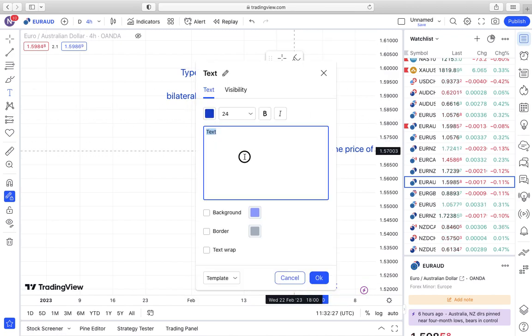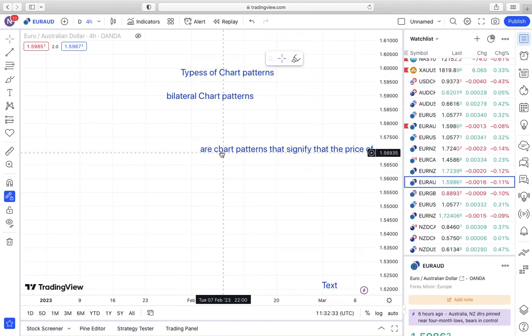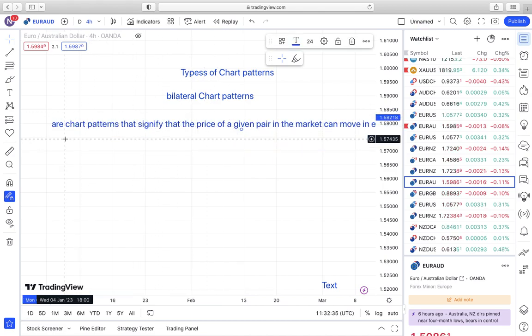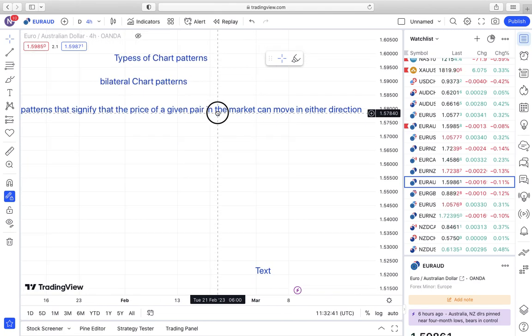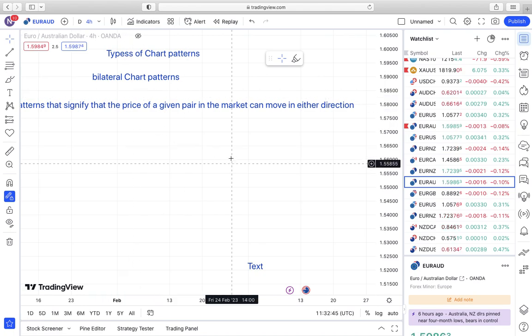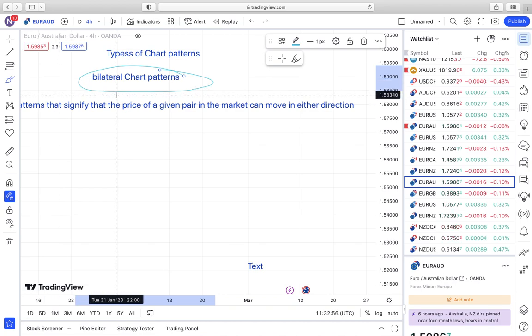As we have said, these are chart patterns that signify that a given pair in the market can move in either direction. That is the meaning of bilateral chart pattern, and this is the bilateral chart pattern we are discussing today. What I want to show you is how to identify bilateral chart patterns and how to trade them.